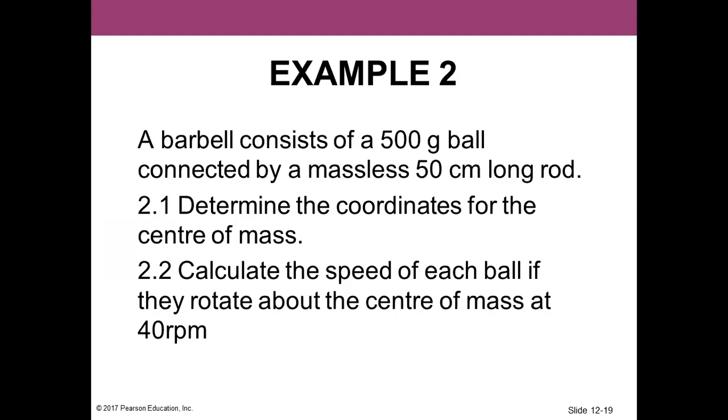Let's consider the second example here. It says a barbell consists of a 2 kg ball and a 500-gram ball connected by a massless 50-centimeter long rod. The first question, of course, is to determine the coordinates for the center of mass. Question 2.2: we have to calculate the speed of each ball if they rotate about the center of mass at 40 revolutions per minute.